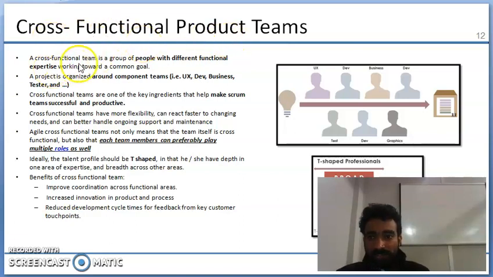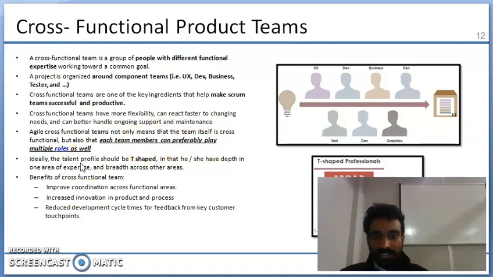Cross-functional product teams. The cross-functional team is a group of people with different functional expertise working towards a common goal. There could be the UX developer, the business person, the developer again, and the tester. All these collaboratively form the team organization, the cross-functional team organization. We say that a team is cross-functional, but each team member can preferably play multiple roles.